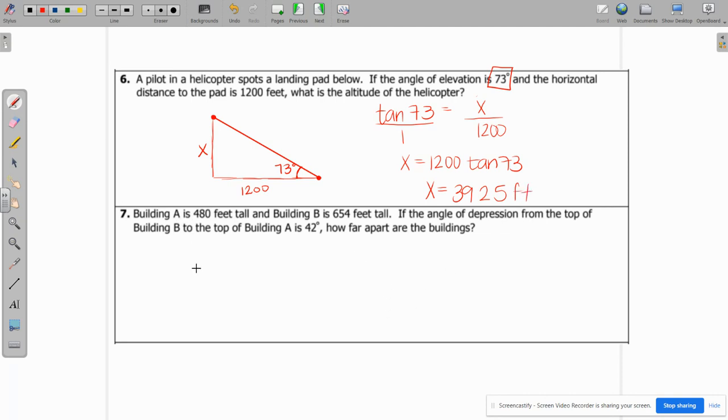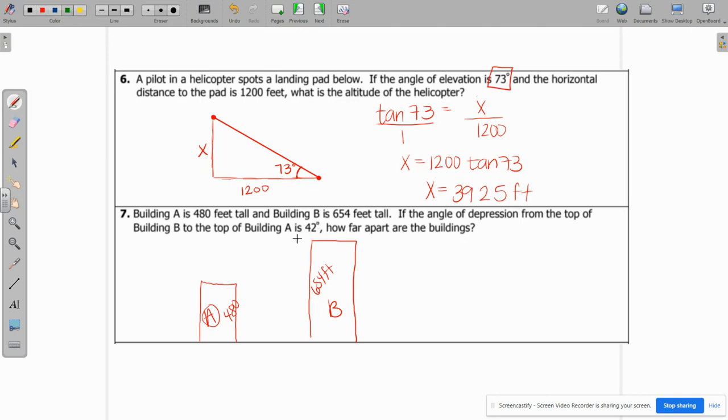Building A is 480 feet tall, and building B is 654 feet tall. So let's draw our buildings. Let's say that if this is building A, I know that this height is 480 feet. And then if this is building B, this height here is 654 feet. If the angle of depression from the top of building B to the top of building A is 42 degrees.